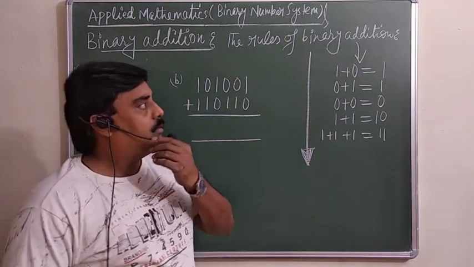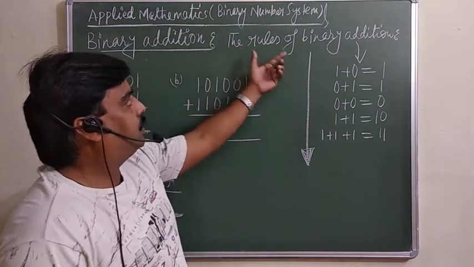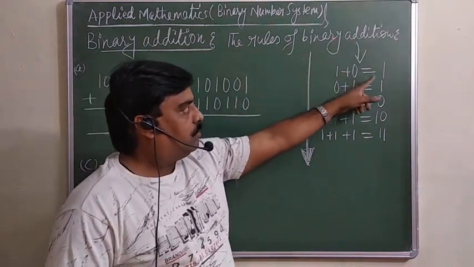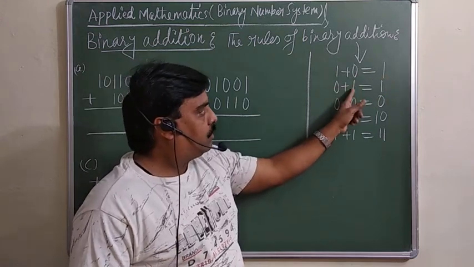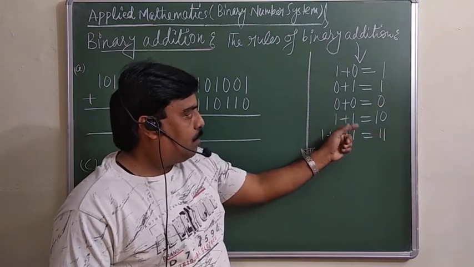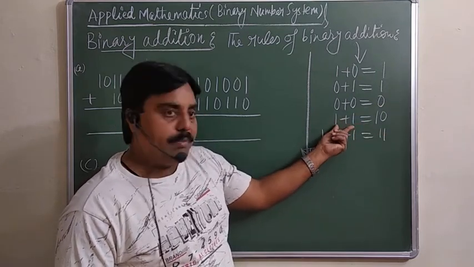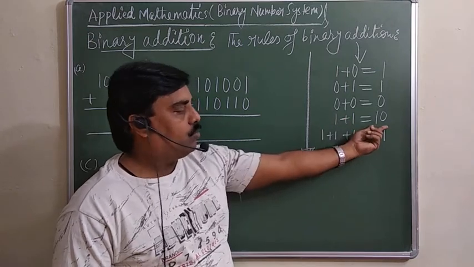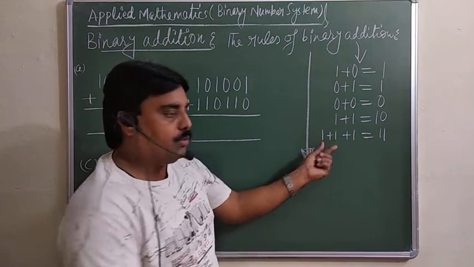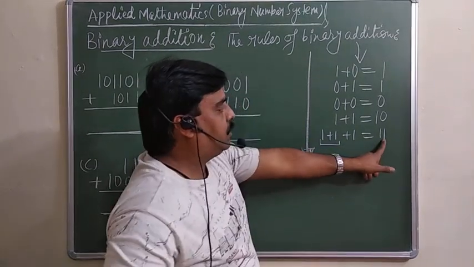Yes. Now, how can you add binary numbers? The rule for binary addition is: 1 plus 0 is equal to 1, 0 plus 1 is equal to 1, 0 plus 0 is 0, but 1 plus 1 is not equal to 2. In binary, 1 plus 1 is equal to 10. 1 plus 1 plus 1 is 11. See now, first we add 1 plus 1, which is 10, and 10 plus 1 gives 11.